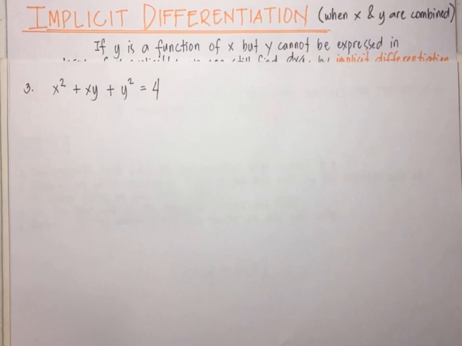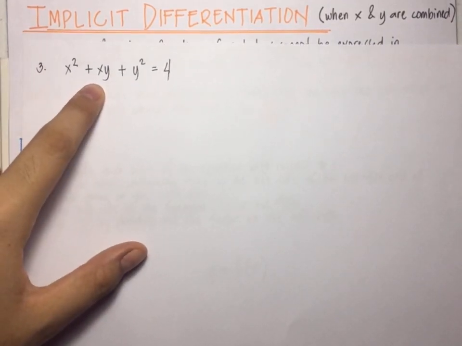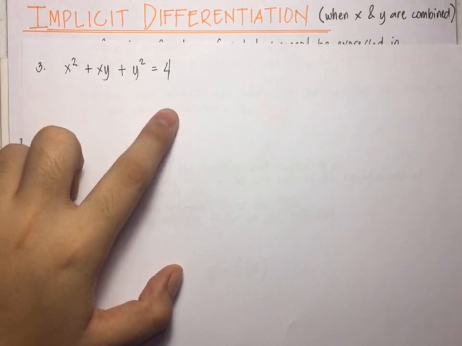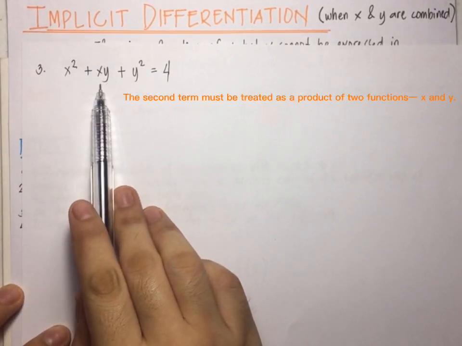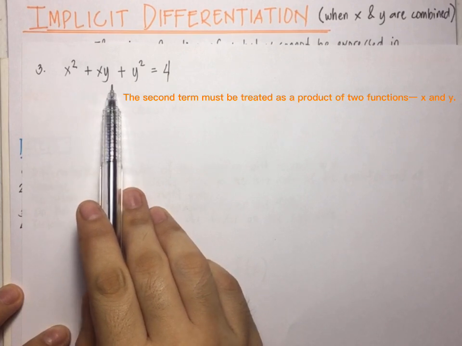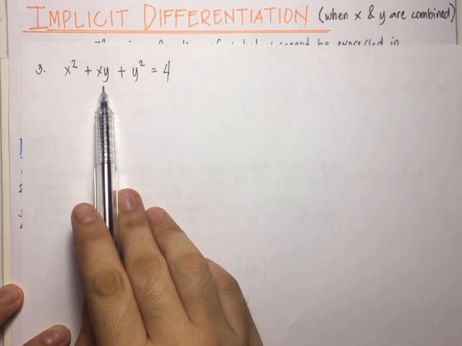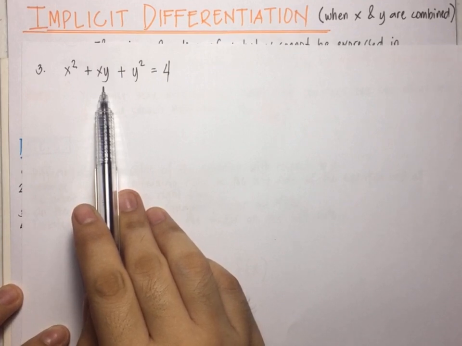How about this problem? X squared plus xy plus y squared equals 4. In this case, the second term must be treated as a product of two functions. We need to use the product rule. But remember to multiply it by dy over dx every time we take the derivative of y.